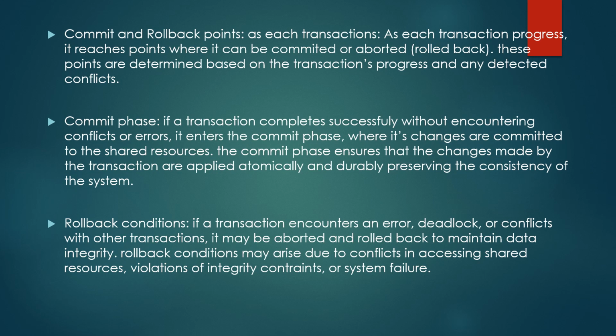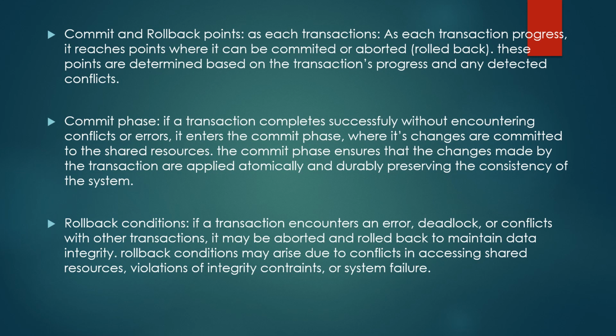And then to talk about commit and rollback points, as each transaction progresses, it reaches points where it can be committed or aborted. As you saw in the diagram I showed you behind here, there's a point where the transaction is committed. If it's committed, that means that it's successful. But if it's aborted, that means that it has been rolled back because it has detected maybe a conflict or some little bit of error in the whole running process. Or it might be a code error, it might be hardware error, or something that is stopping the transaction from committing or finishing up.